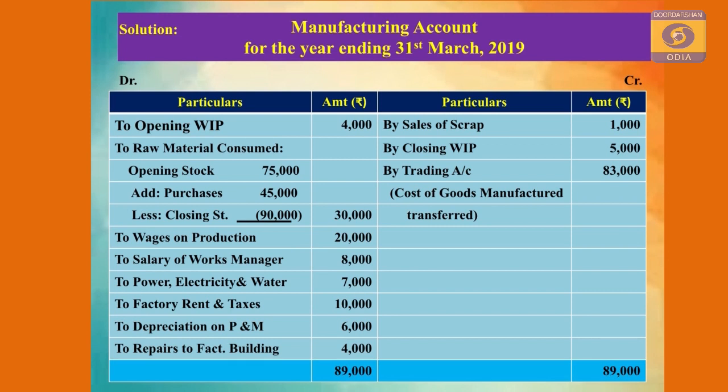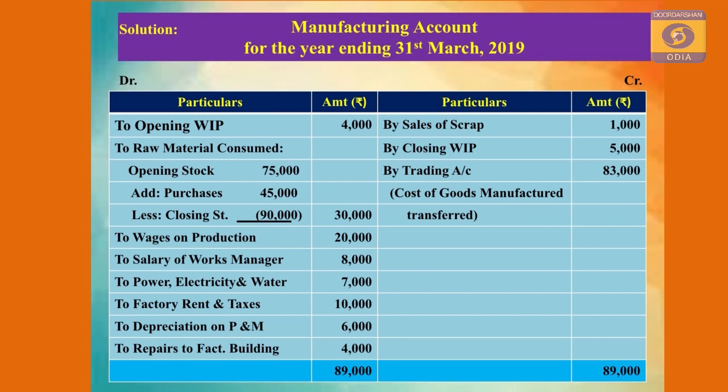Next item, wages on production. Wages on production is 20,000. Salary of works manager 8,000, that will also be shown on the debit side. It is an expense, salary of works manager. Power, electricity and water, on the debit side again 7,000. Then again factory rent and taxes, that is 10,000 on the debit side.